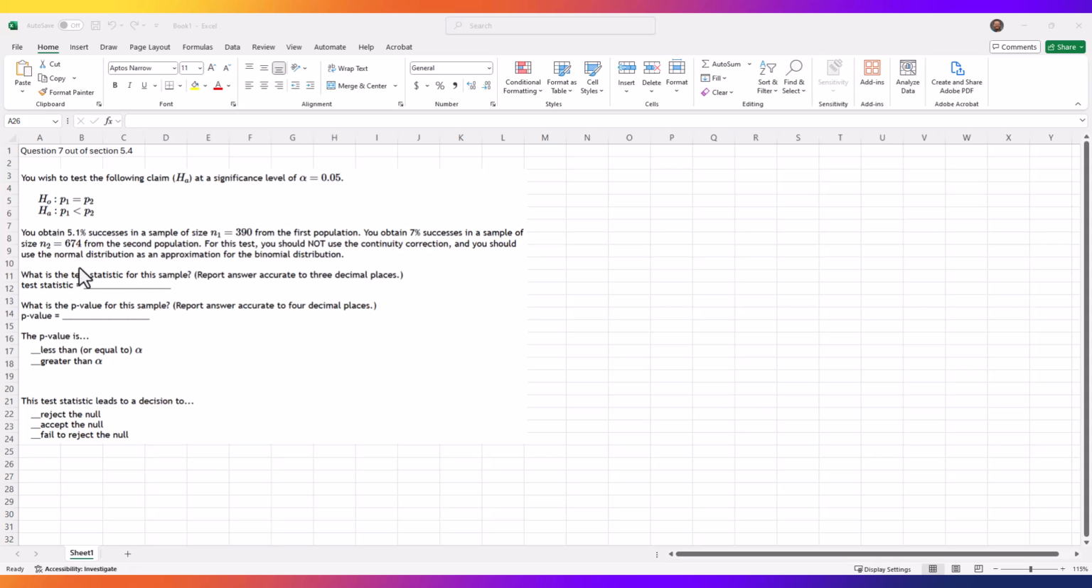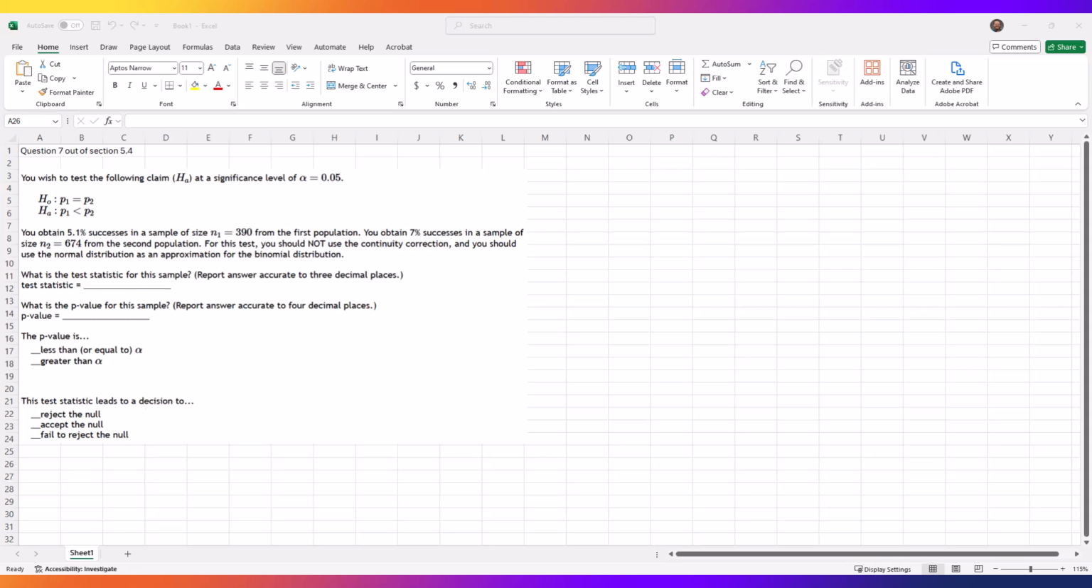You obtain 5.1% successes in a sample n sub 1 of 390 from the first population. You obtain 7% successes in a sample of n sub 2, 674 from the second population. For this test, you should not use the continuity correction. We haven't talked about that. You don't need to worry about it. You should use the normal distribution as an approximation for the binomial distribution.